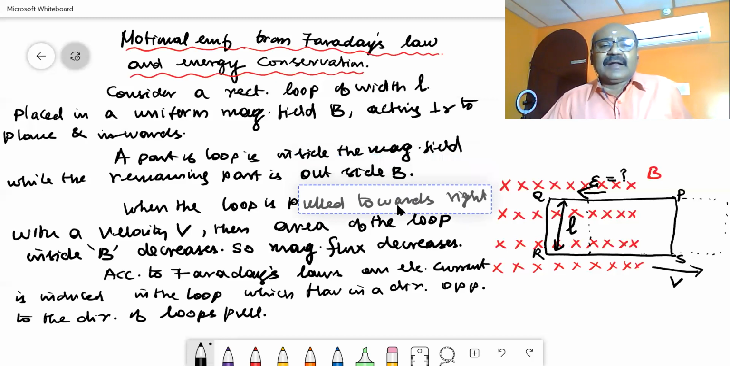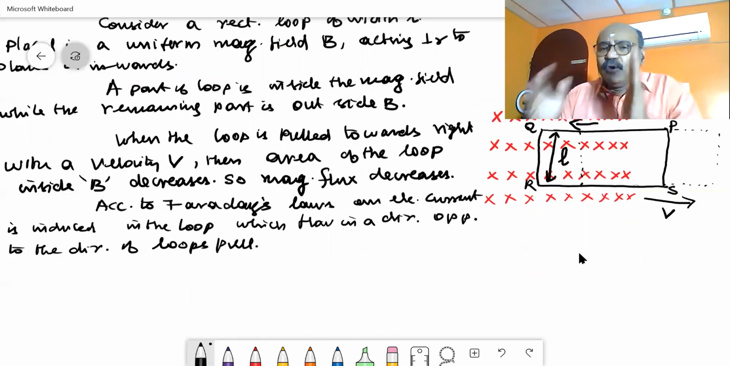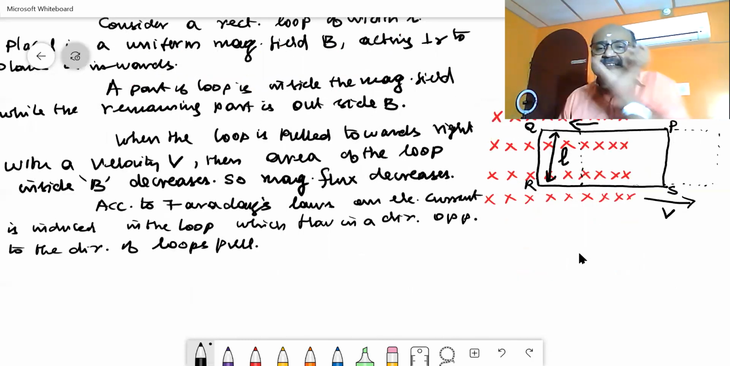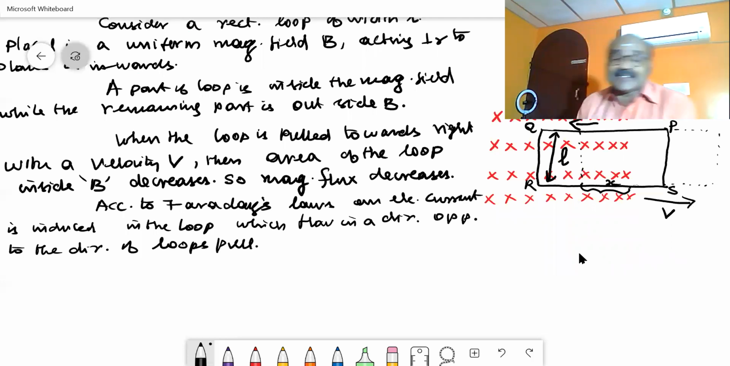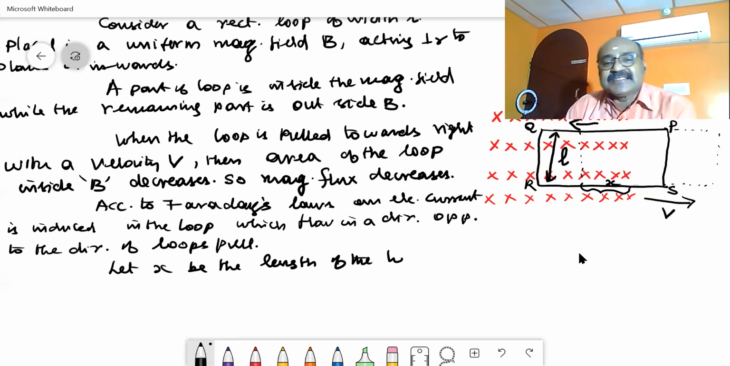Okay. Now, after pulling, let us consider the length of the loop that is inside the magnetic field as x. So after pulling, the length of the loop inside the magnetic field, I am taking it as x. Let x be the length of the loop, because the width of the loop is L, still inside the magnetic field B.